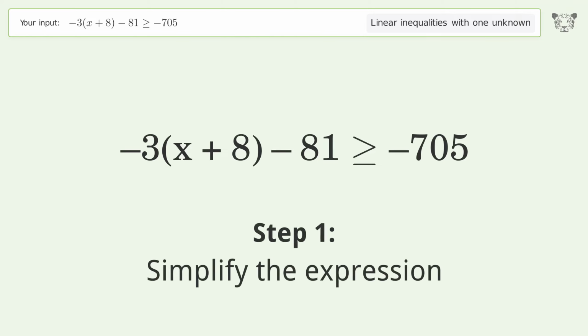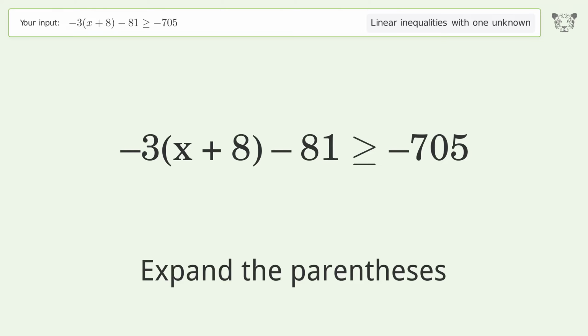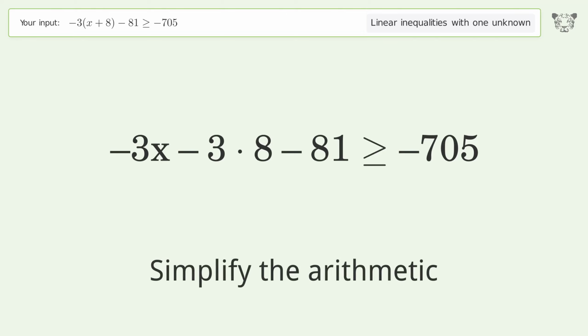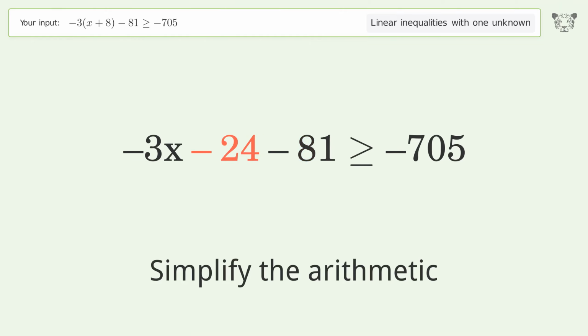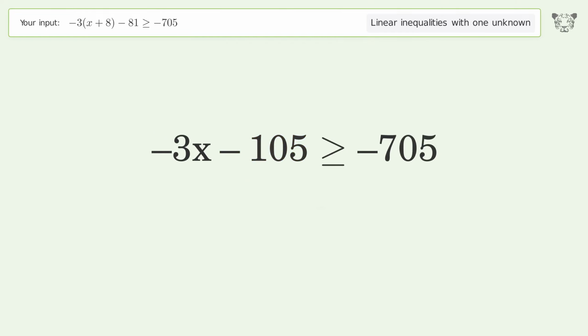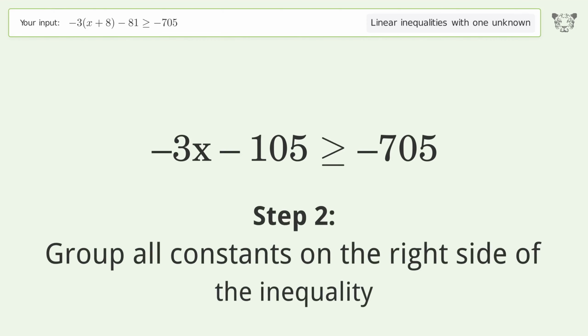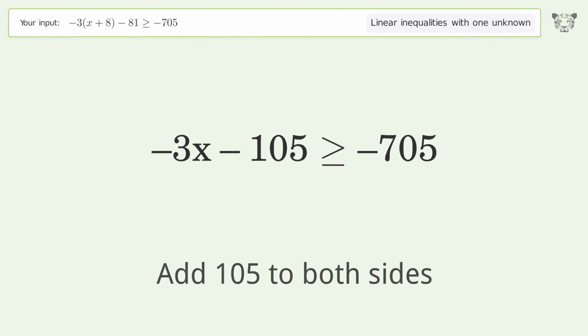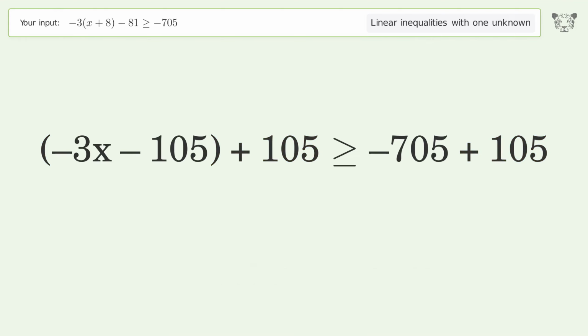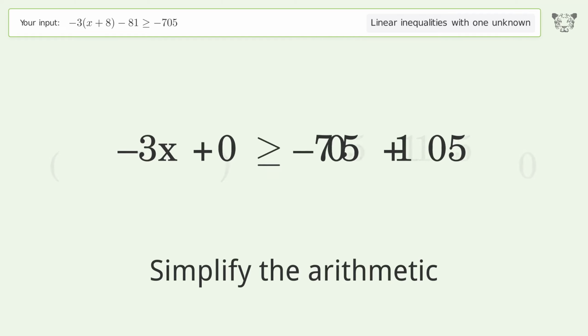Simplify the expression. Expand the parentheses. Simplify the arithmetic. Group all constants on the right side of the inequality. Add 105 to both sides. Simplify the arithmetic.